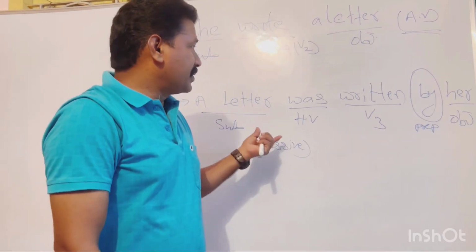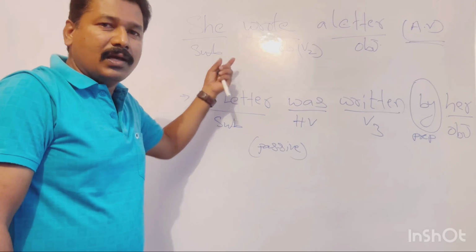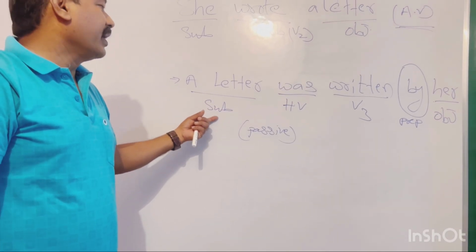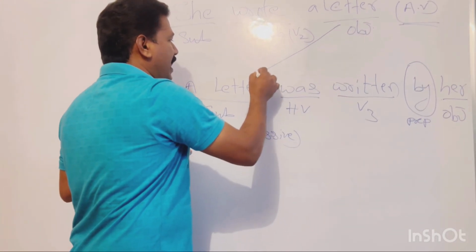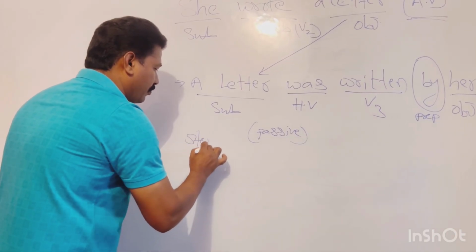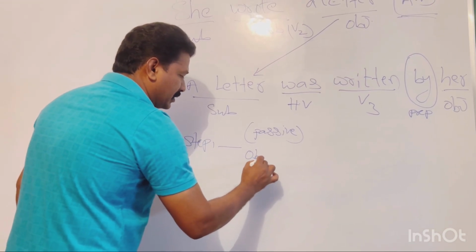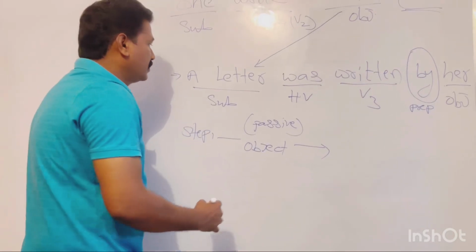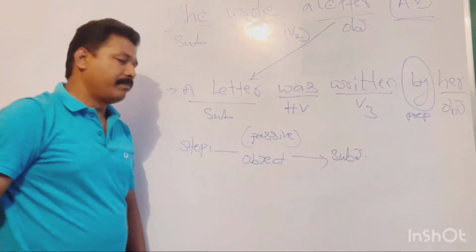Let us see the steps for how we have changed a sentence from active voice to passive voice. Here in the passive voice, the first step is a letter, which is nothing but the object in the active voice. So step 1 is: the object in the active voice becomes the subject in the passive voice.